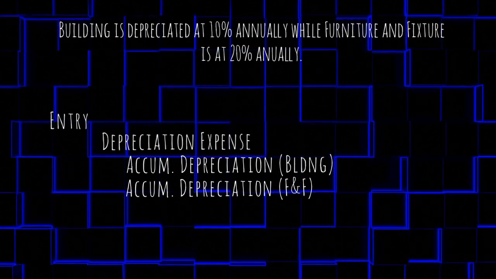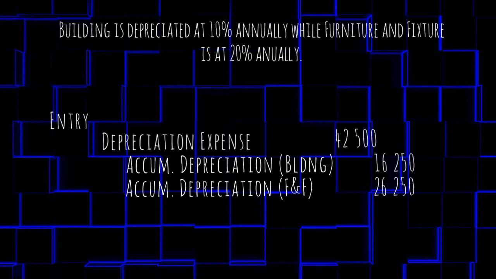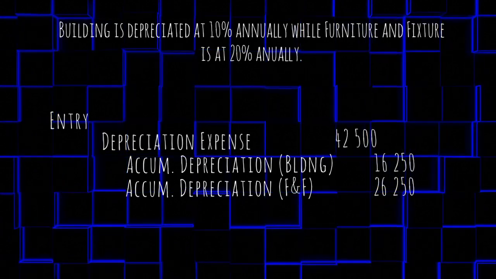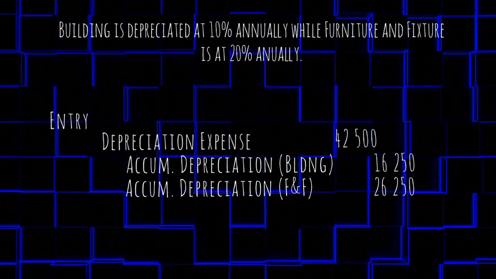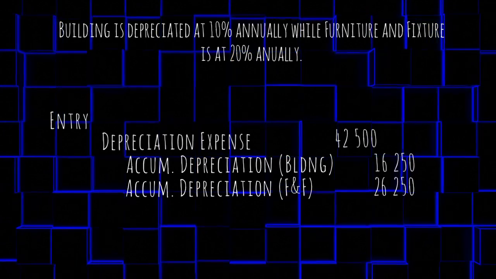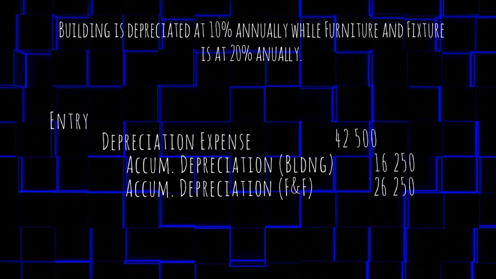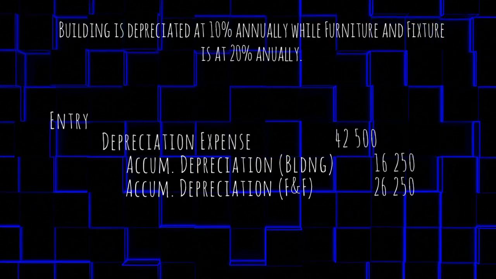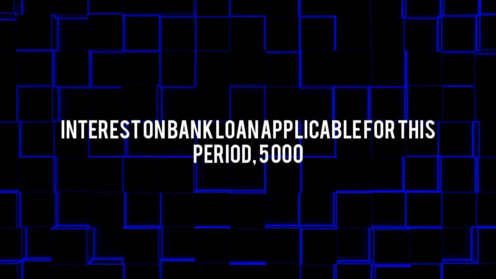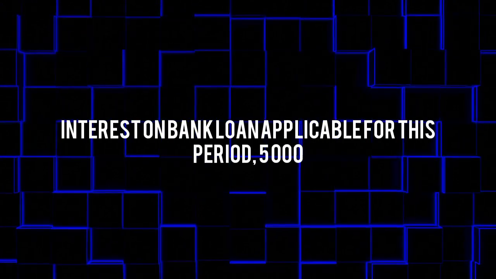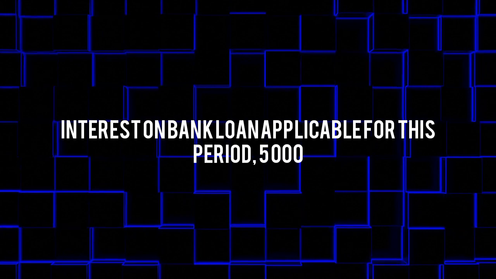Depreciation expense is 42,500, while accumulated depreciation building is 16,250 and accumulated depreciation furniture and fixture is 26,250. That is for the third adjustment. The fourth adjustment is interest on bank loan applicable for this period is 5,000.